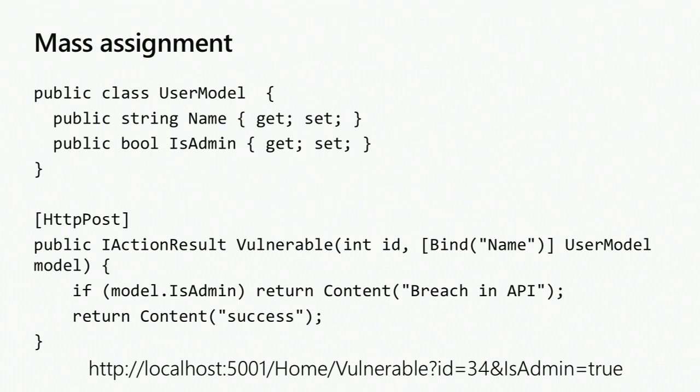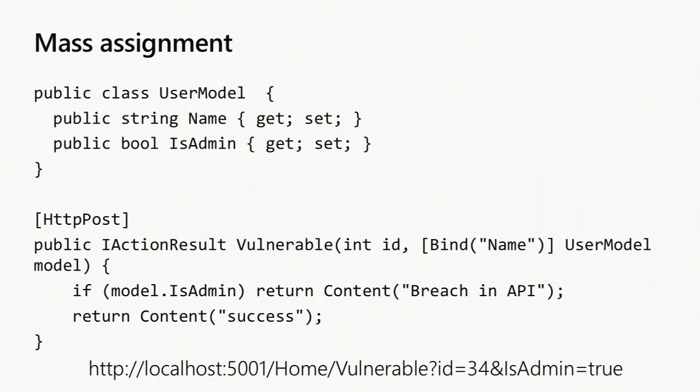Mass assignment. You probably also know about this. And so pretty usual example. For example, we have a class with two fields. This Boolean field is admin. And inside this class, we have an action. And inside this action, we are receiving some integer and we are receiving some model, this model. And as currently, there is an attribute Bind Name. Only name would be taken from user model, and this action would be not vulnerable. But if to remove it, then it would be vulnerable.